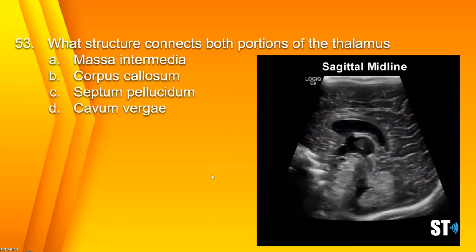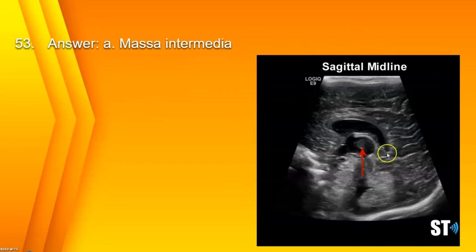Number 53. What structure connects both portions of the thalamus at the midline? A. Massa intermedia. B. Corpus callosum. C. Septum pellucidum. Or D. Cavum vergae. The answer is A. Massa intermedia.